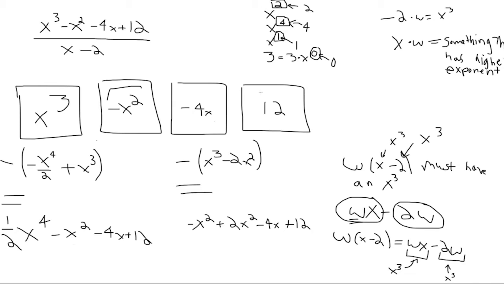And if we chose the x, that means that, okay, so if we choose x times w equals x cubed, right? That means that negative 2 times w is going to be something that has a lower exponent, right? Because this negative 2 started with a lower exponent than x in the first place, right?